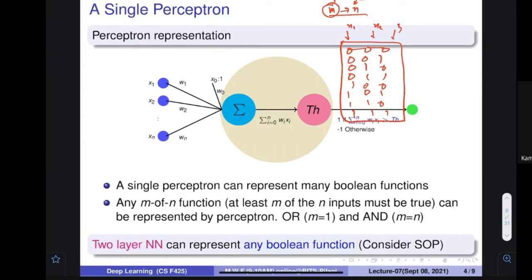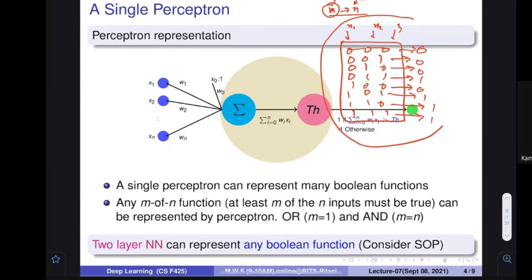So where would be 1? Here it would be 0. Here it would be 0. Here it would be 0. Here it would be 1 because I want 2 or more. Here it would be 0. Here it would be 1. Here it would be 1. Here it would be 1. Any function of this kind is an m-of-n function, and I can always make it using a single perceptron. Make sense?